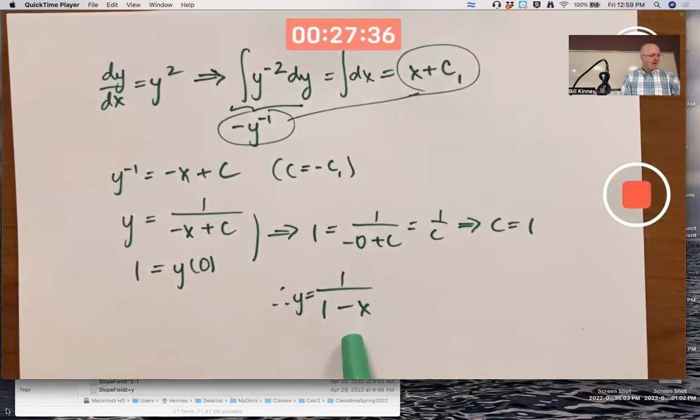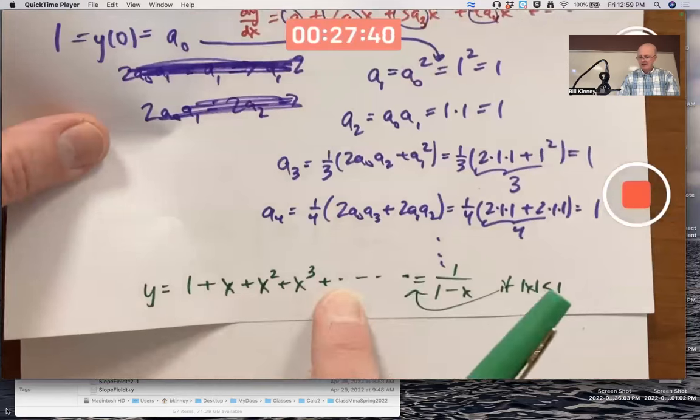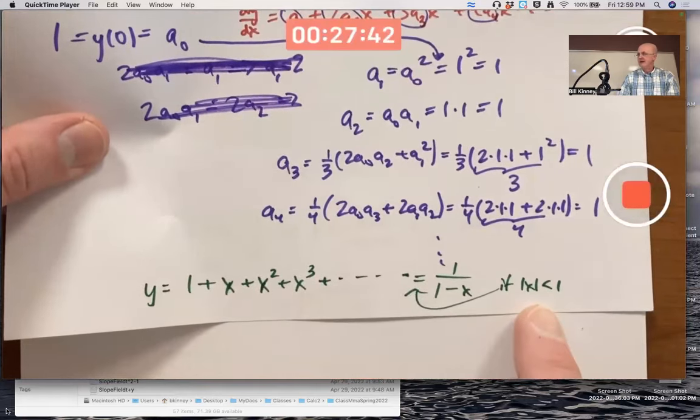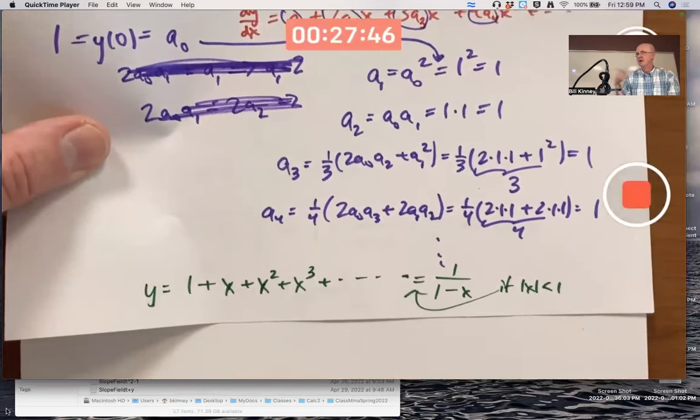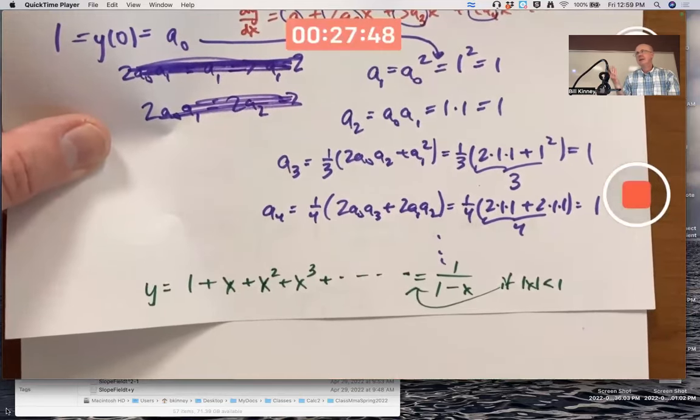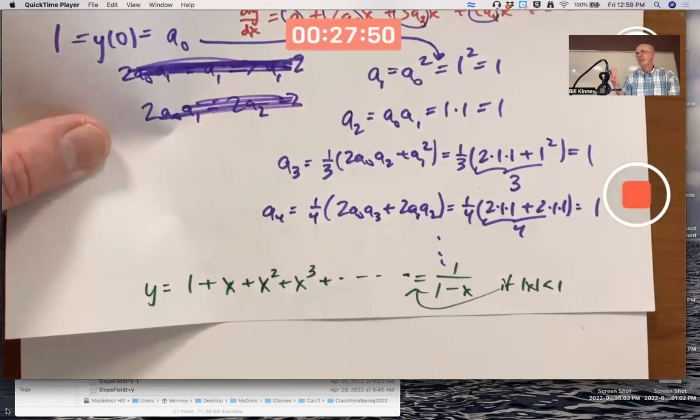On the other hand, the power series technically only converges when the absolute value of x is less than 1. So technically, this only works when x is between -1 and +1. It's not a big deal. When you're doing this kind of thing, you're most interested in the solution near the initial condition.